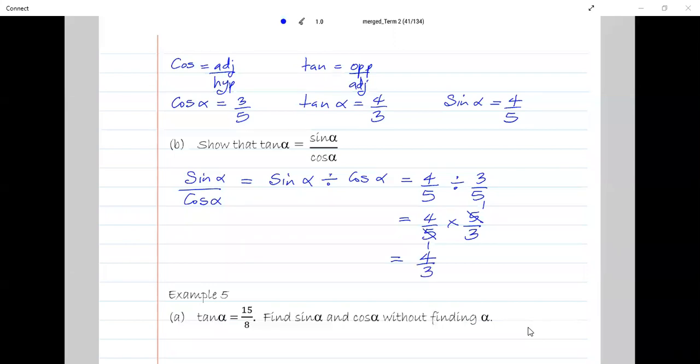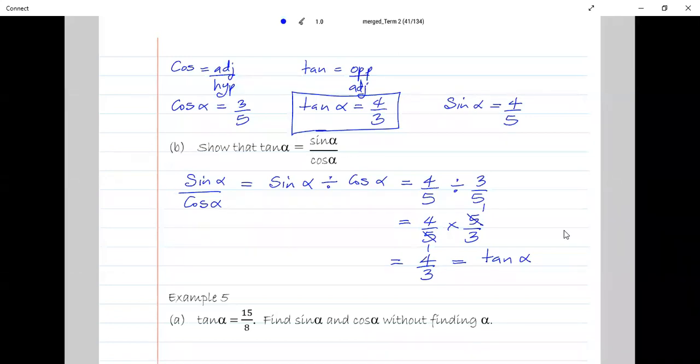All right. Now, if you look carefully, you'll see that tan alpha is equal to what? Help me now. 4 over 3. So therefore, sine alpha divided by cosine alpha is equal to 4 over 3, which is tan alpha. Ladies and gentlemen, we were asked to show that sine alpha divided by cosine alpha is equal to tan alpha, and we just did that. All right. So the next example is example 5. I want you guys to try that one.